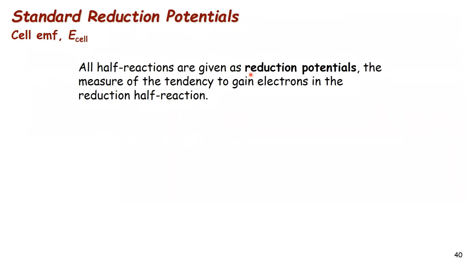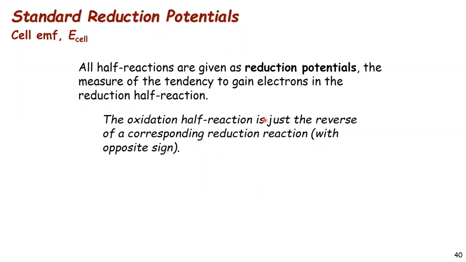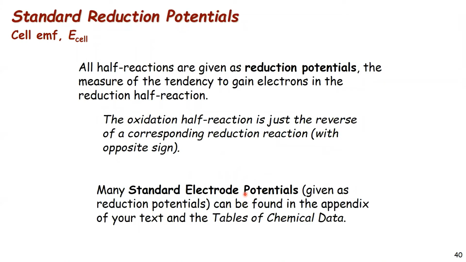All half reactions are given, again, as reduction potentials. That's basically a measure of the tendency to gain electrons in a reduction half reaction. So the oxidation half reaction is just the reverse of the corresponding reduction reaction, but you switch the sign. It's simply going to be the opposite sign. So all we're going to do is flip that particular reduction half reaction. If we flip it, reactants and products, we get the oxidation half reaction, and we simply flip the sign of the reduction potential. That would give us the oxidation potential. Many standard electrode potentials are given as reduction potentials, and can be found in the appendix of your book, or of course in the tables of chemical data.